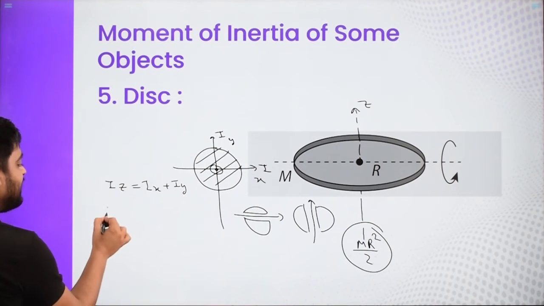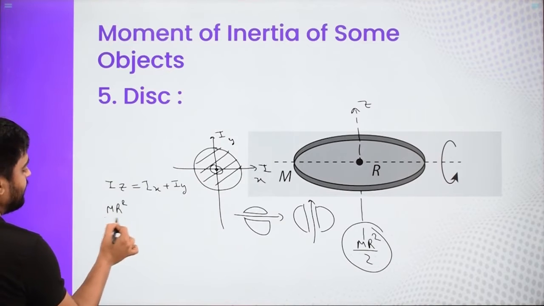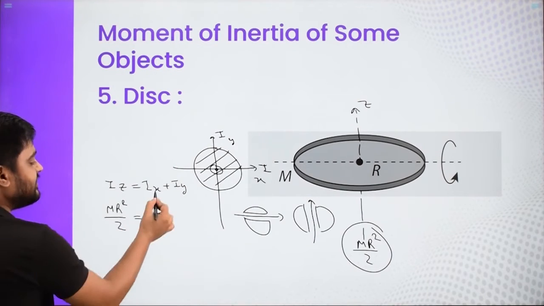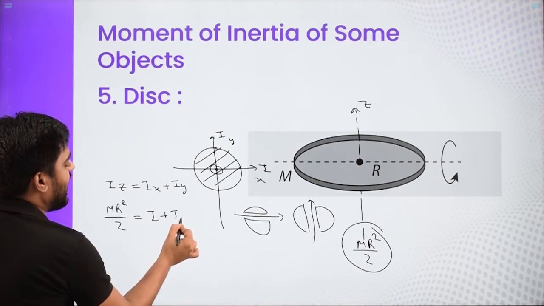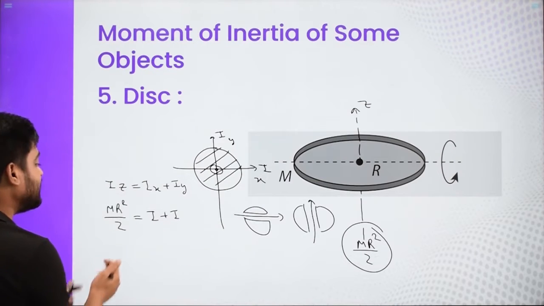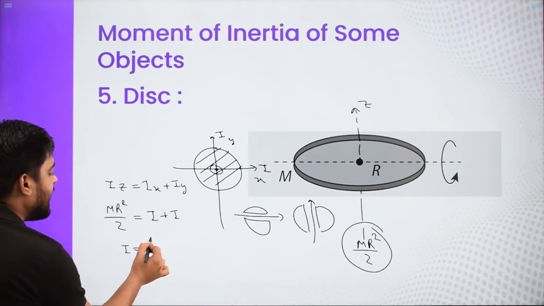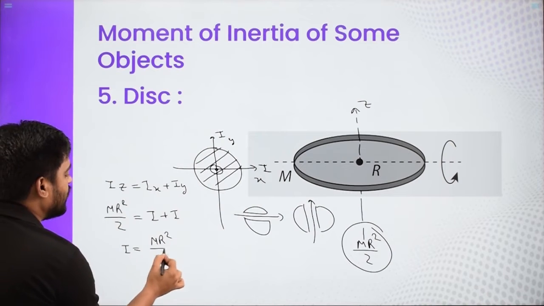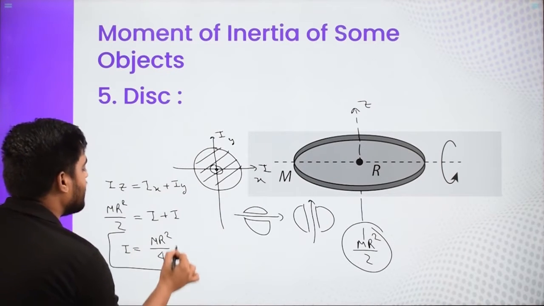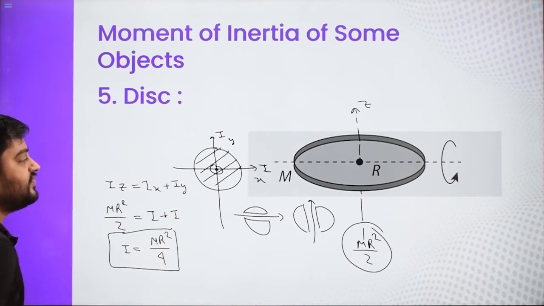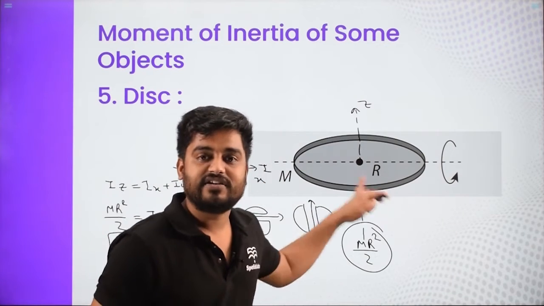And once I put the value mr square by 2, then this is also I and this is also I. So I can solve for I. I'll say 2I is equal to that, and I equals mr square by 4. So this is the moment of inertia about an axis of the disk, which is basically a diameter.